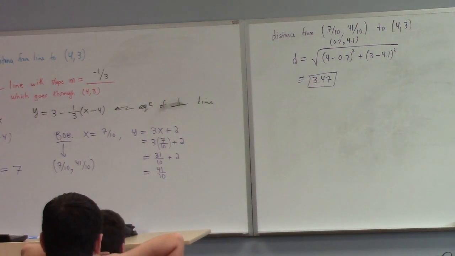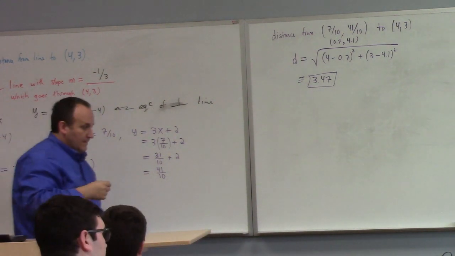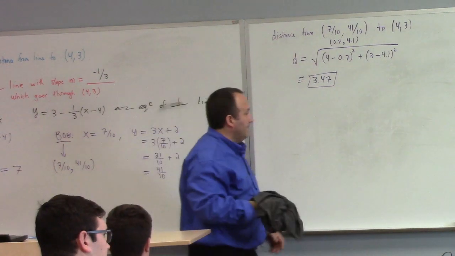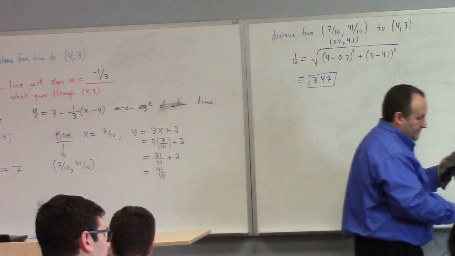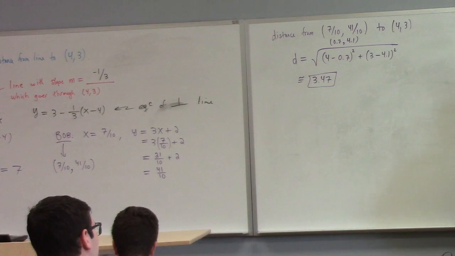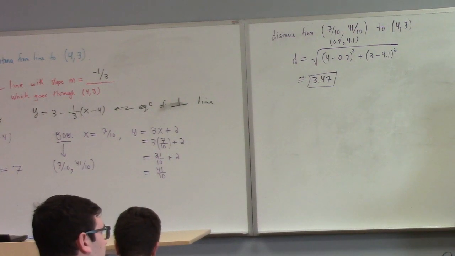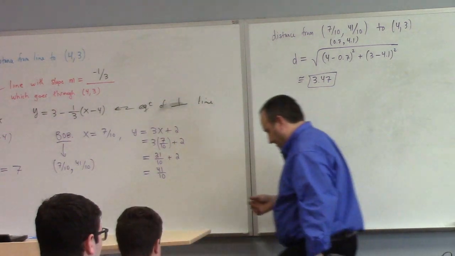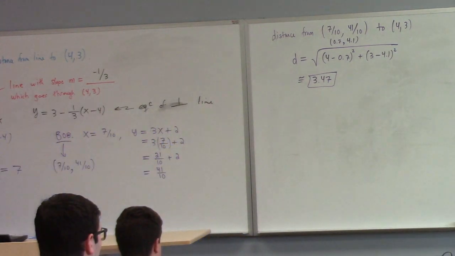So pretty much what you did here is you made the perpendicular line. And then you put together the perpendicular line and the original one, and then you solved for x there, right? And then from there you solved for y. And then once you got all that, you used the distance formula to calculate the distance. That is true.